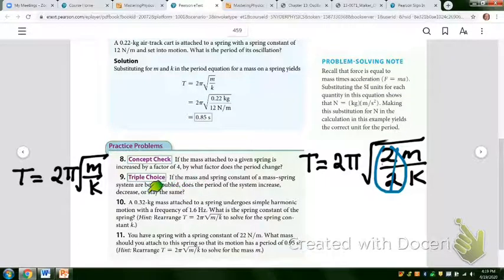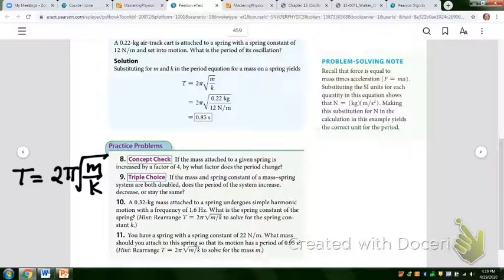All right, so number 10: a 0.32 kilogram mass attached to a spring undergoes simple harmonic motion with a frequency of 1.6 hertz. What is the spring constant of the spring? And then they give you a little hint here, using the formula T. Now, if I were you, they're giving you frequency, so why not use the formula for frequency? Because we know this is the formula for period, and I know frequency is the reciprocal of that.